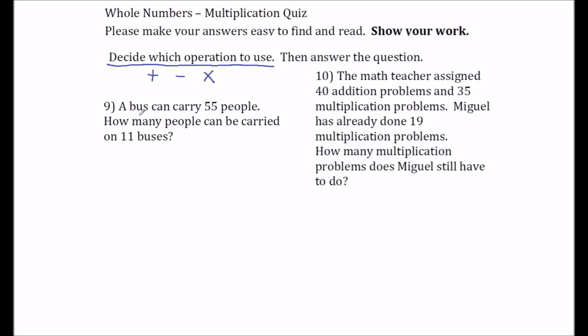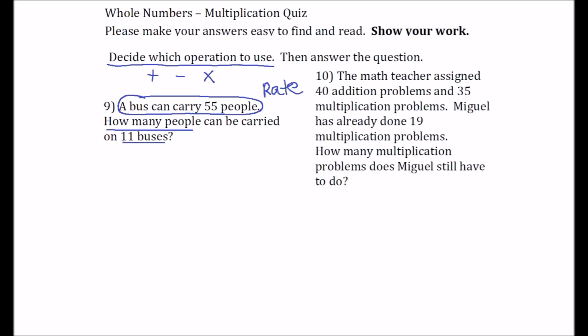So number 9 says, a bus can carry 55 people. How many people can be carried on 11 buses? So this, to me, again, when I look at this, I see a bus, that's one. One bus can carry 55 people. We are comparing 1 bus to 55 people. So that's a rate. So that might help me here. And then the question says, how many people? That's related to 55 people maybe. How many people can be carried on 11 buses? And I go, oh, hey, we've got another relationship between people and buses.